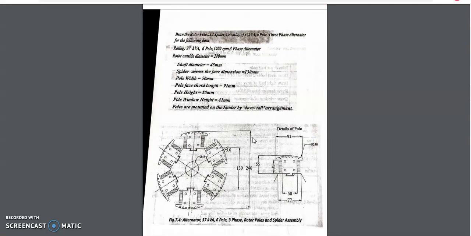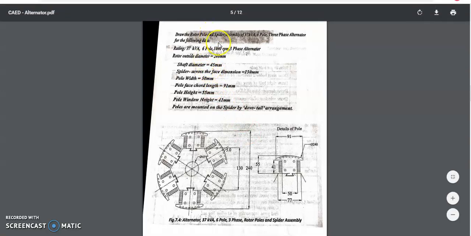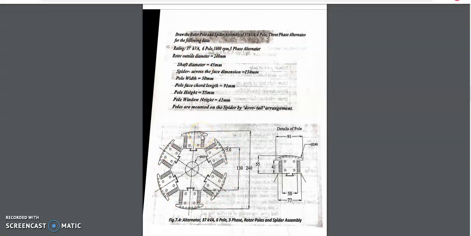This is the first problem they have given: draw a rotor, pole and spider assembly of a 6-pole alternator. This is your rotor outside diameter. First you have to draw the rotor outside diameter, then the shaft diameter, which is 45. First draw one rough sketch, then you can draw it easily.